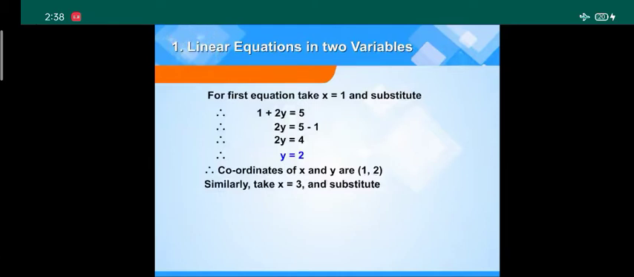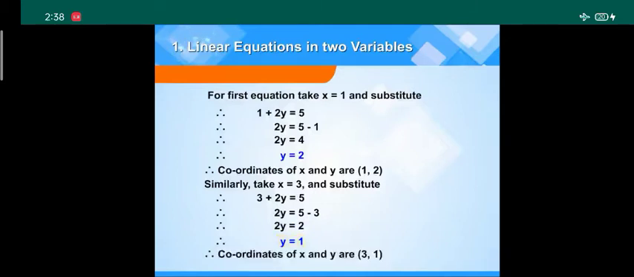Similarly, take x is equal to 3 and substitute. Therefore, 3 plus 2y is equal to 5. Therefore, 2y is equal to 5 minus 3. Therefore, 2y is equal to 2, which gives y is equal to 1. Therefore, coordinates of x and y are 3 and 1.